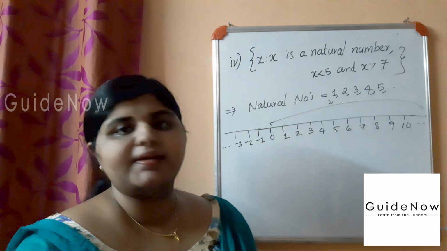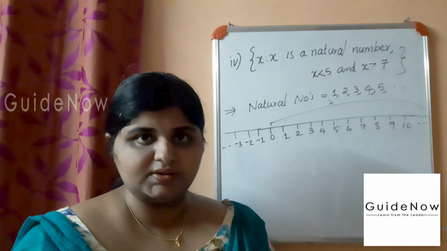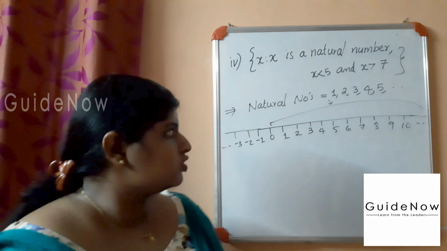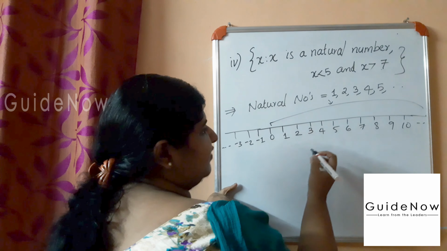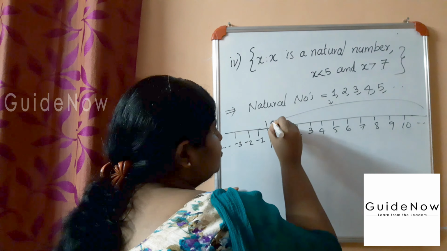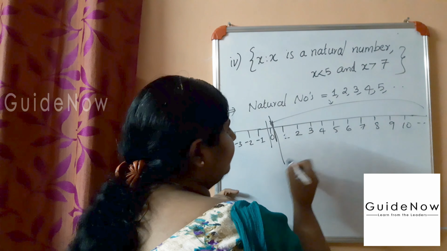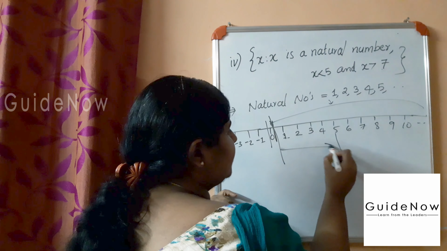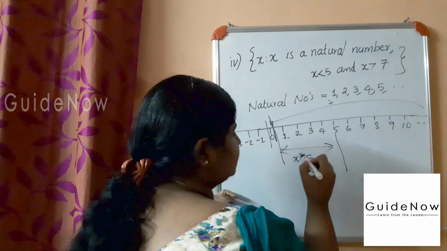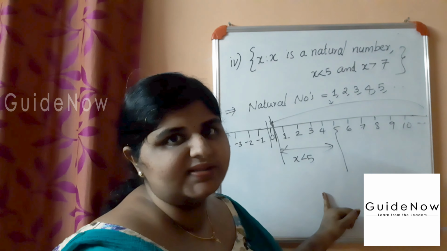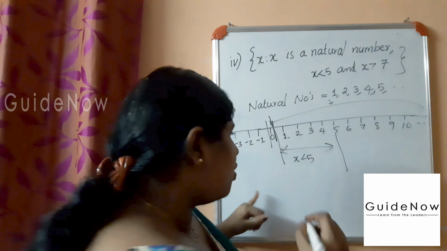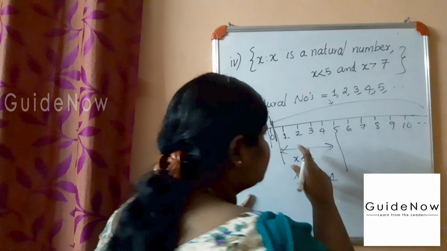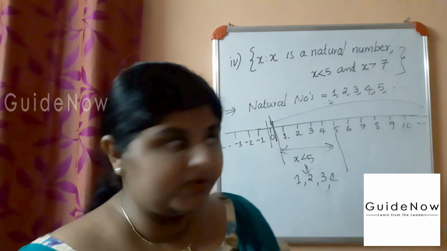So just draw the number line here. We have to satisfy both conditions: x less than 5 and x greater than 7. You have to check which numbers are there. The first condition is x less than 5. Up to 1, that is a natural number. These numbers satisfy this condition: x less than 5, that means 1, 2, 3, 4. These four numbers satisfy this condition.